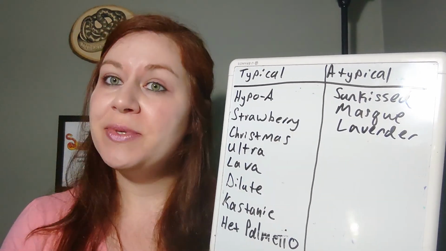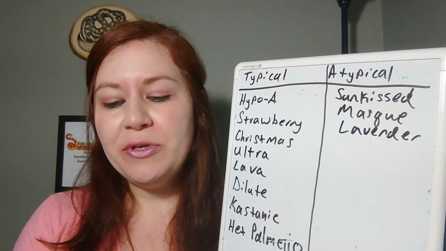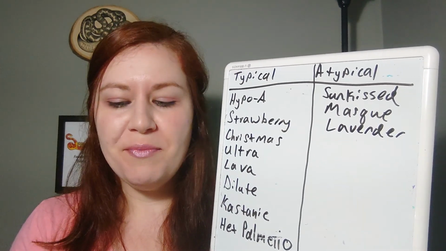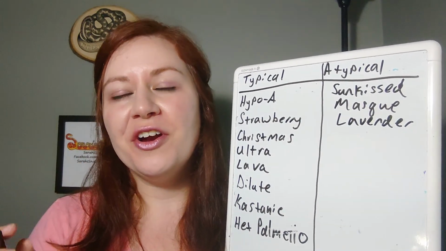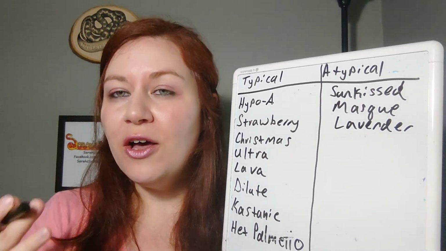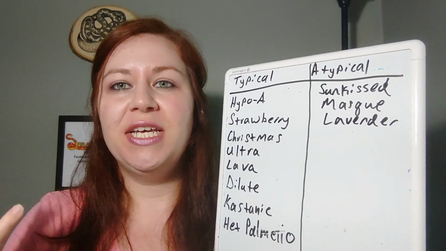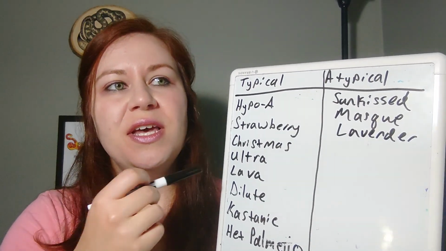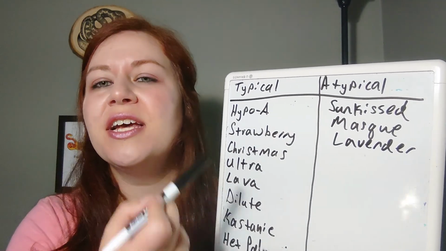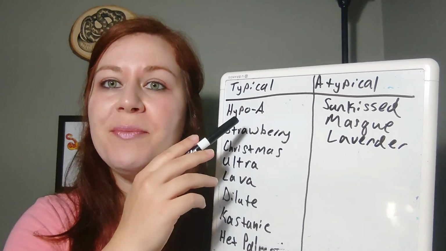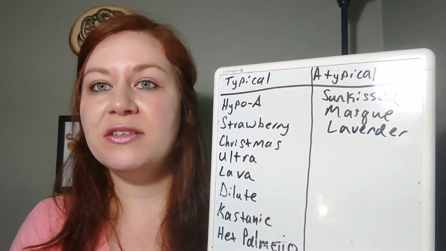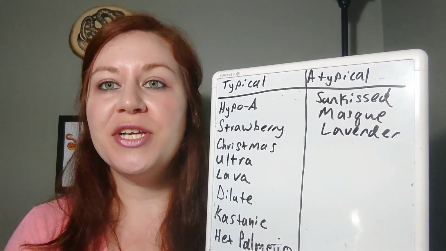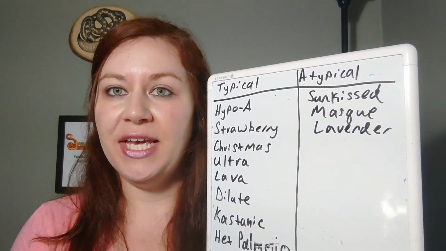Christmas, which is hypotype C, is another hypotype that for a while was thought maybe to not even exist. A lot of people are still up in the air about whether it's actually a whole different gene or if it is just a selectively bred type of either strawberry or hypo A. And the reason that they think that is because hypo and strawberry are actually allelic to each other, which means they share a locus, they share a place on the DNA.